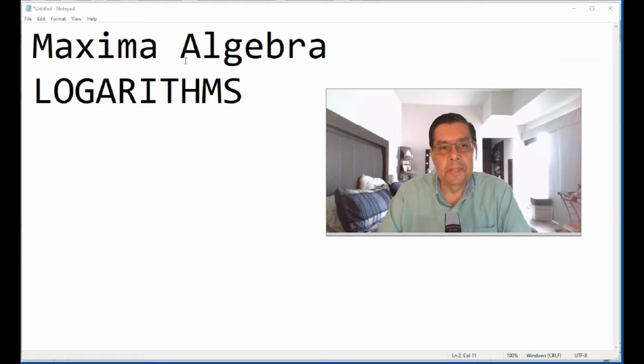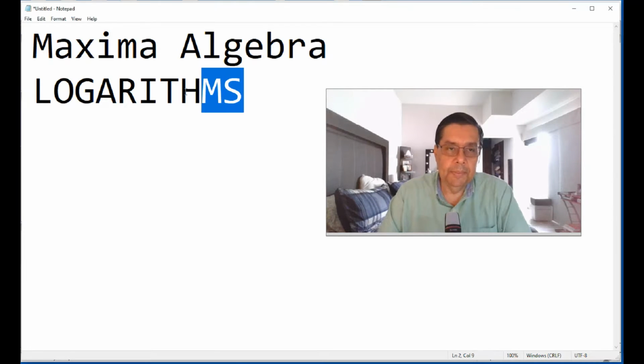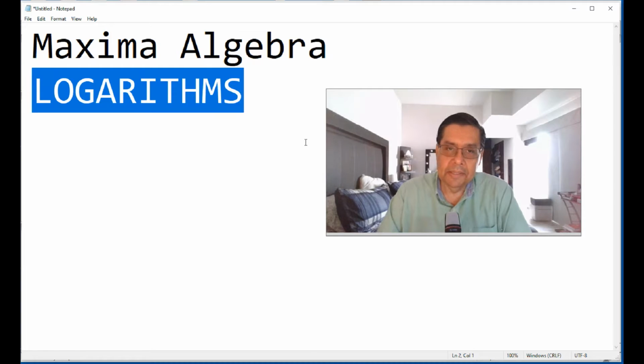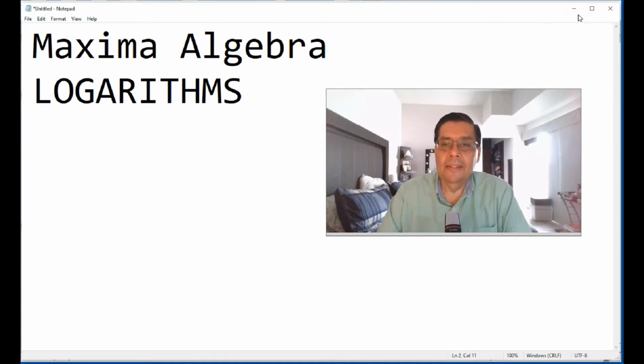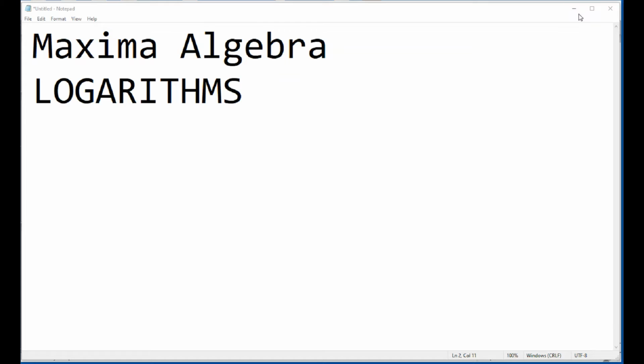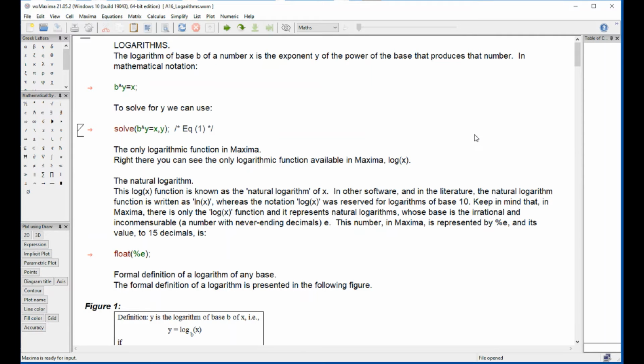In this video we're going to be talking about logarithms within the Maxima algebra series, and so we're going to start by looking at this document. Logarithms. This idea developed around the 1600s in order to facilitate multiplications, divisions, and powers.